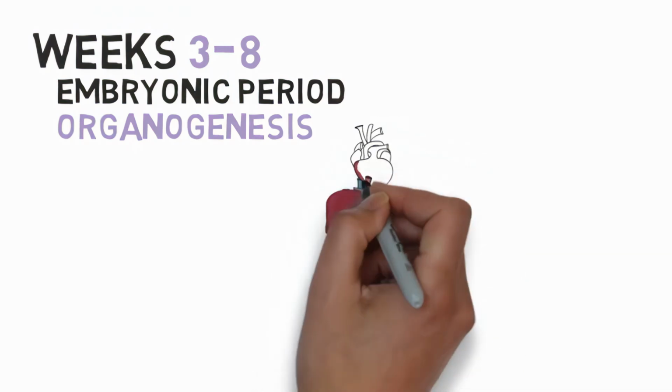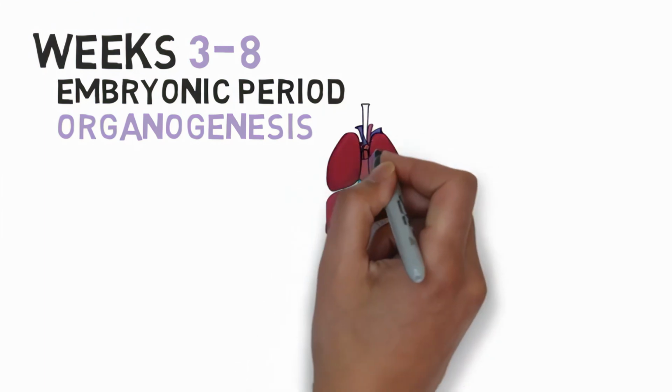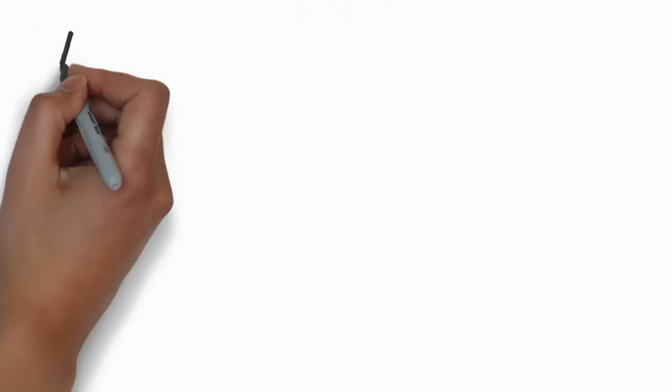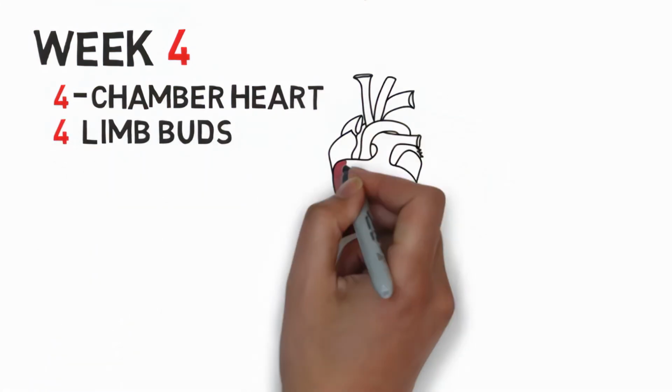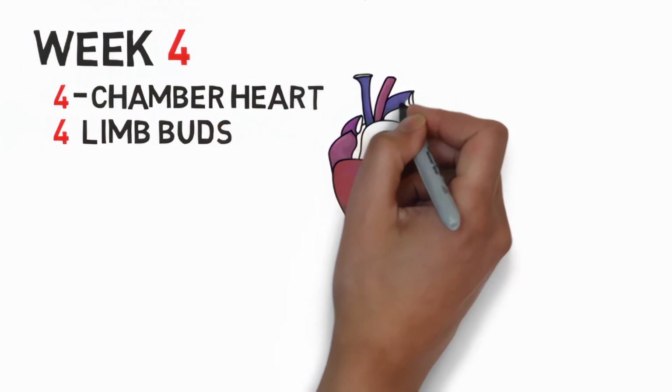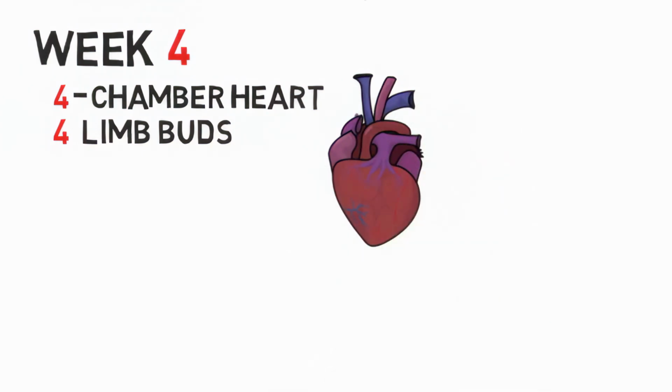This is the crucial time period in which the embryo is most susceptible to teratogens during organogenesis. Week 4 is when the 4-chamber heart begins to develop, and also when the 4 limb buds begin to form. So that's easy to remember. Week 4, 4-chamber heart, 4 limb buds.